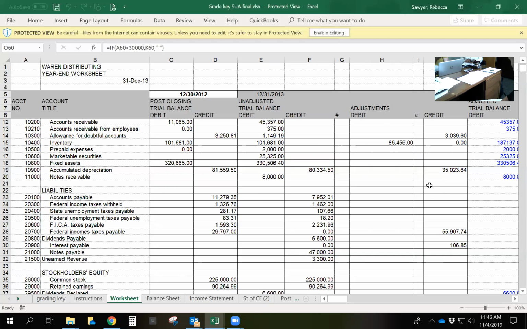So for notes payable, we borrowed 60,000, correct? And then we paid back 13,000. So 60,000 in, 13 out, so it should be 47,000. And you didn't know those, right? You listed them separately. Yes.